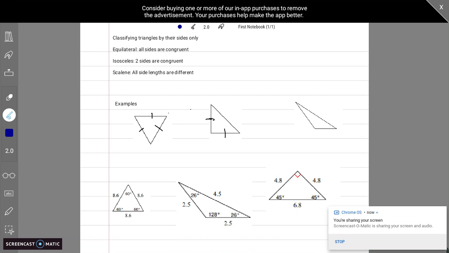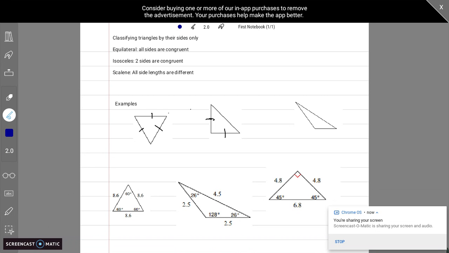The three types of triangles we're going to be talking about are equilateral, isosceles, and scalene. If you think about the word equilateral, you hear the word equal in the beginning of the word. When you hear something that is equal, it means it's all the same. So that means all of your sides are going to be congruent, which means all of the angle measurements are going to be the same.